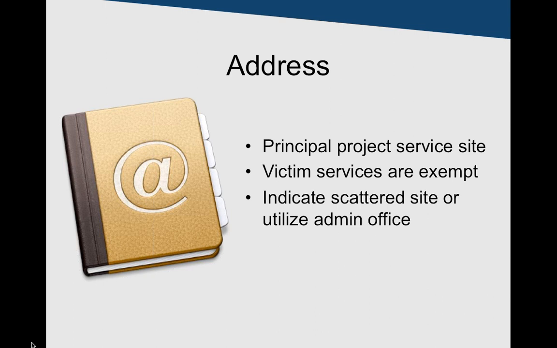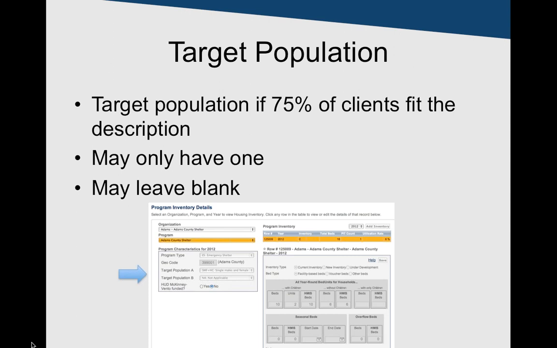All right, as we mentioned earlier, this year HUD is requiring that the address of a project be entered, and it includes a street address, city, state, and zip code. Scattered site housing projects will not have to enter an address, but will have to indicate to HUD that they are a scattered site project, or they can use their administrative offices. Victim service providers are exempt from having to provide this information regarding address.